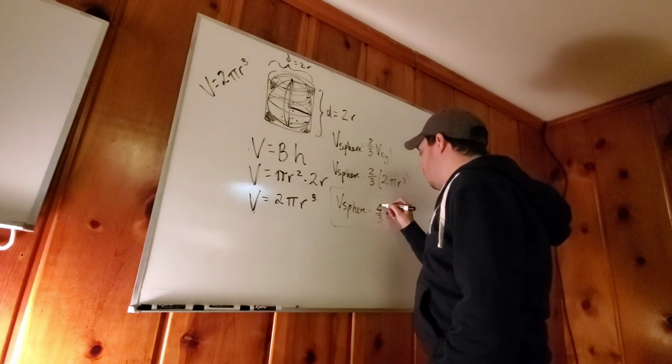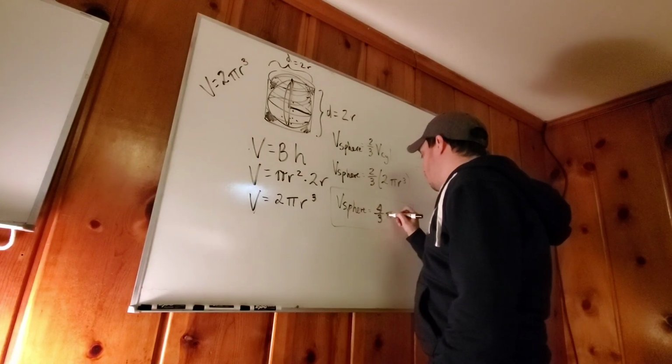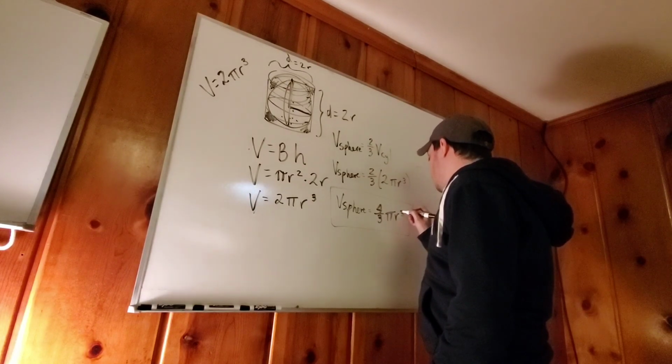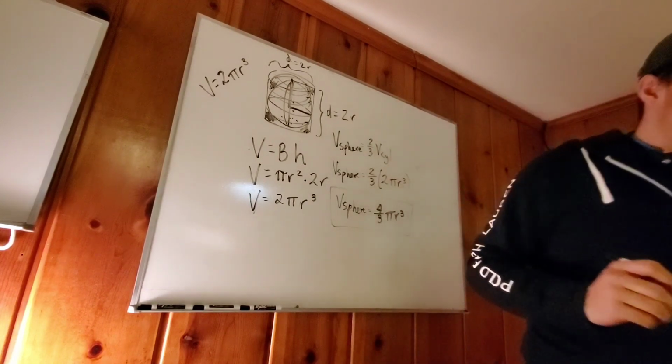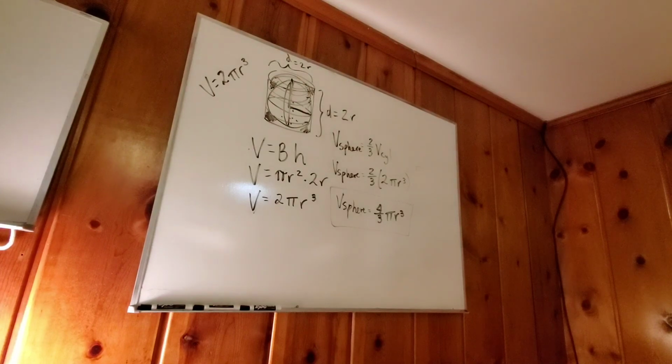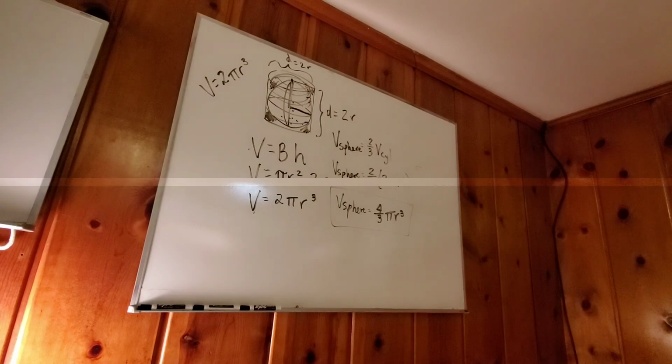4/3, and I'm going to write it again, see if it's dark enough for you to understand. Radius cubed. Oh yeah, volume of the sphere, 4/3 pi radius cubed. And it makes perfect sense, right? So let's move on to example number 1.